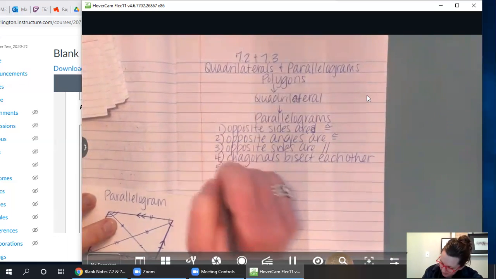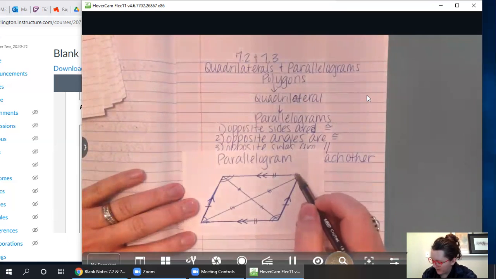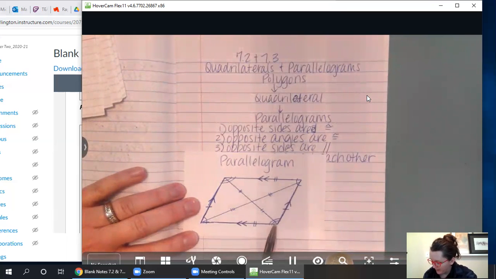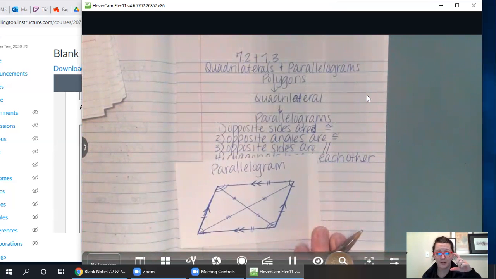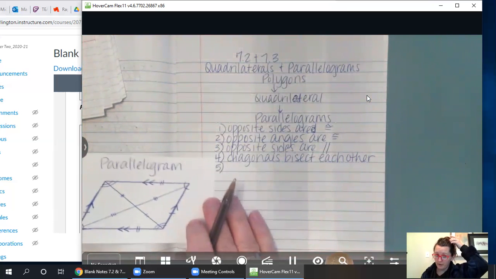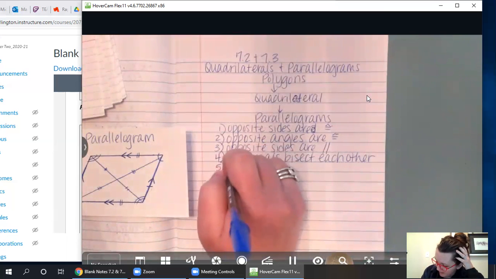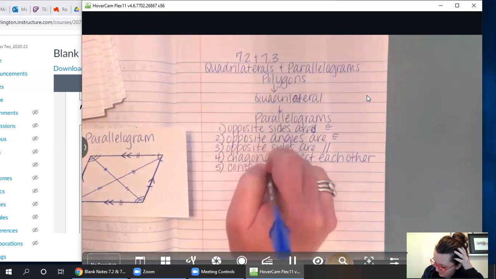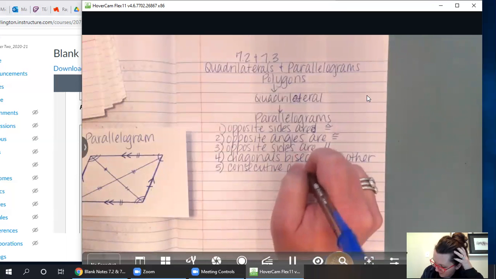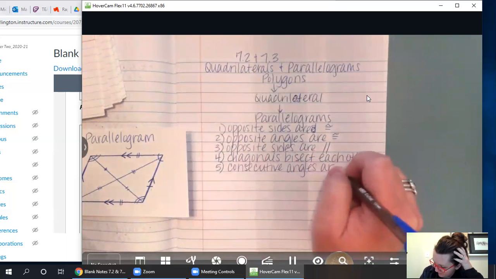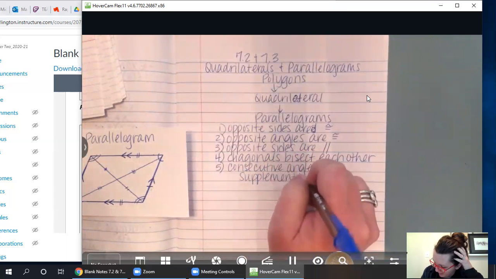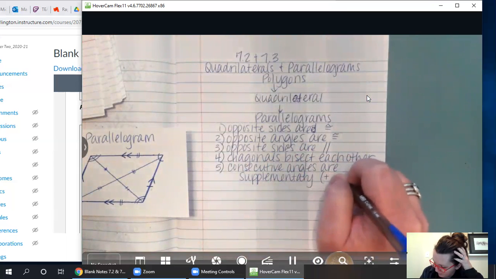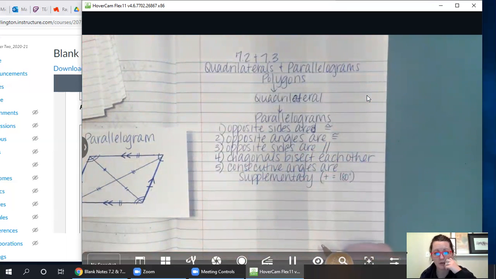The fifth one here is a little bit different. Because we're dealing with a parallelogram, we have consecutive angles here. Remember when we were talking about parallel lines cut by transversal, your same side interior angles are supplementary. So in here, we're going to say consecutive angles are supplementary. What does supplementary mean? Supplementary means they equal 180 degrees, right? They add to equal 180 degrees. So I'm going to put that little note there.